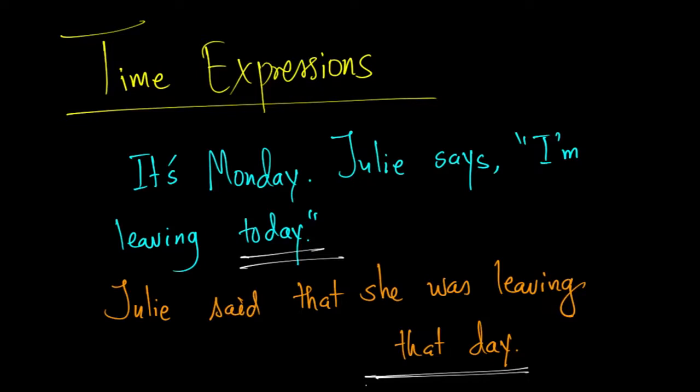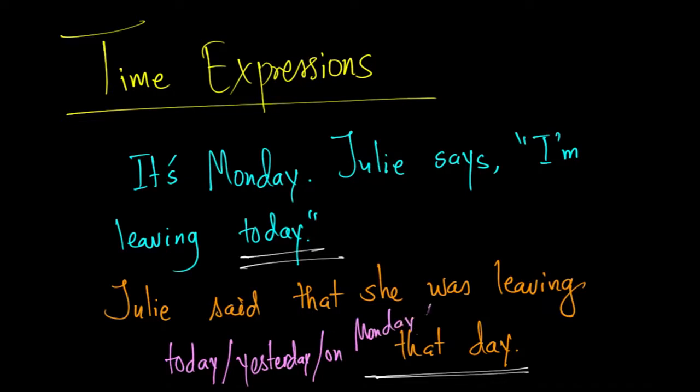So you can also say like this. Julie said that she was leaving today. Julie said that she was leaving yesterday. Julie said that she was leaving on Monday. Julie said that she was leaving that day. There is no hard and fast rule. You must be careful about when the direct speech was made. And that's how you can convert it into indirect speech. See? Got my point? Very good.